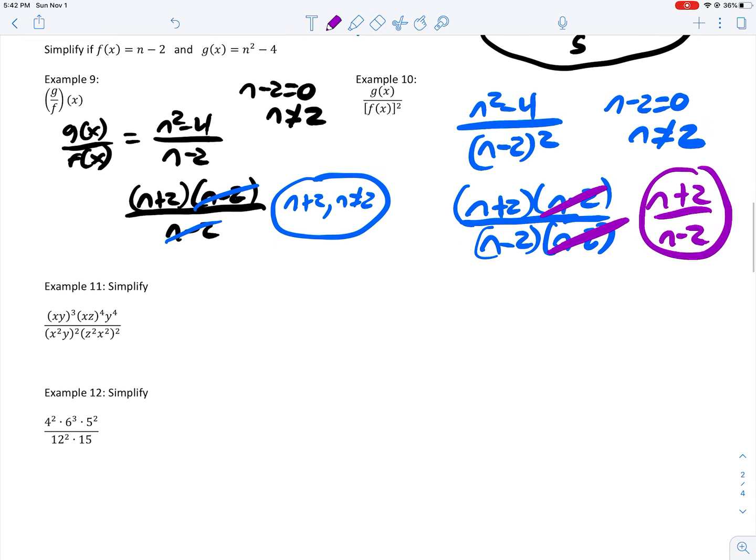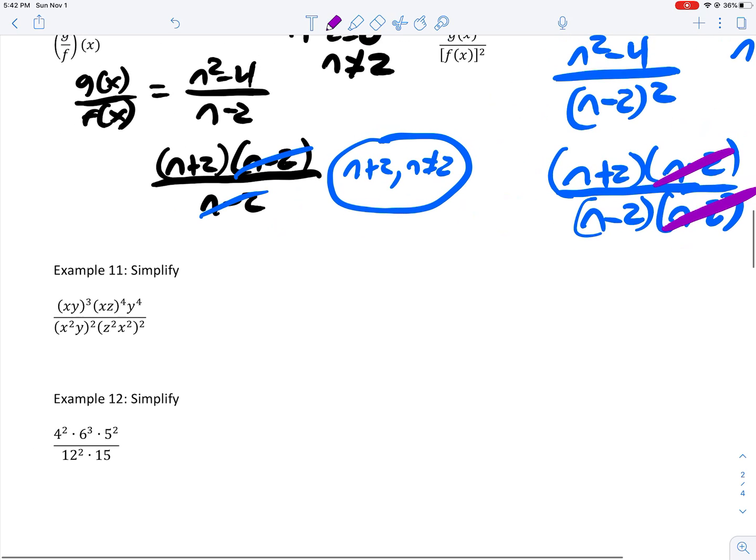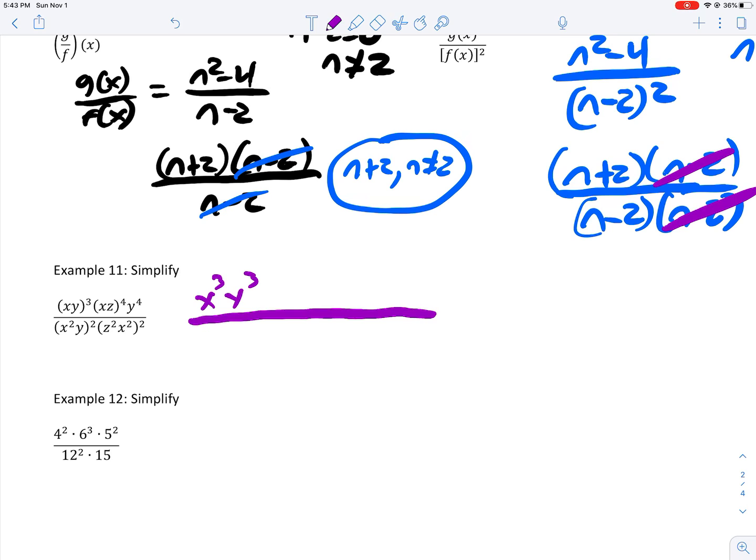Right, the last two problems are just practicing using your laws of exponents to help you simplify. So for the first one, we're going to use our laws of exponents. xy cubed is the same thing as x cubed y cubed. xz to the fourth is x to the fourth z to the fourth, and then y to the fourth. The bottom part, x squared y squared, would be x to the fourth y squared, and then it's z to the fourth x to the fourth. It's kind of like I'm distributing the exponent to each term.